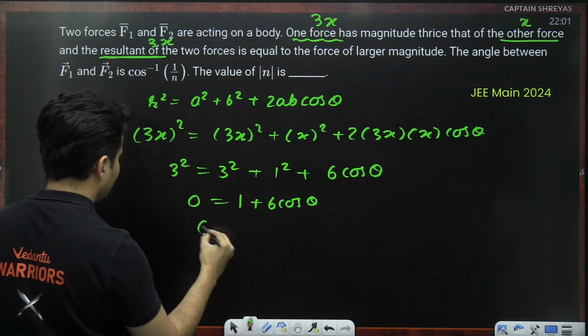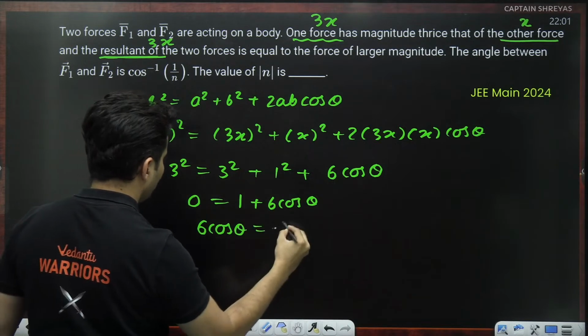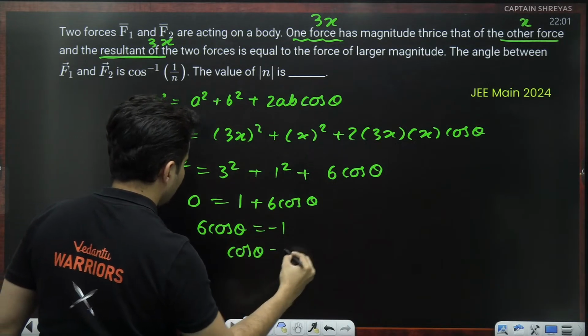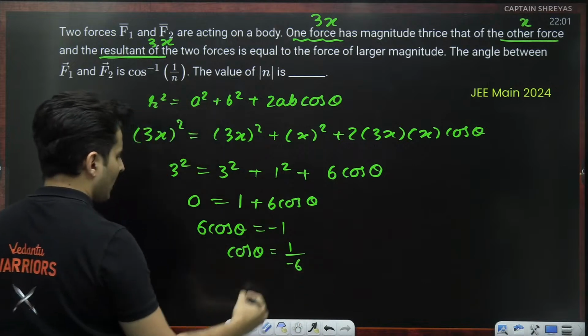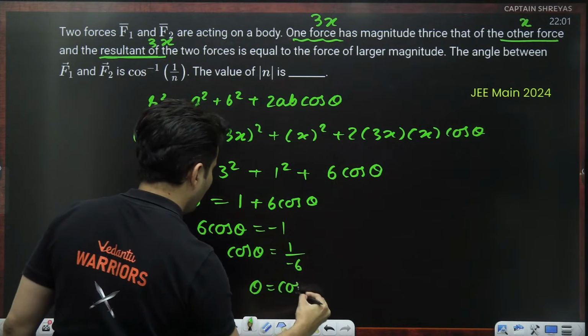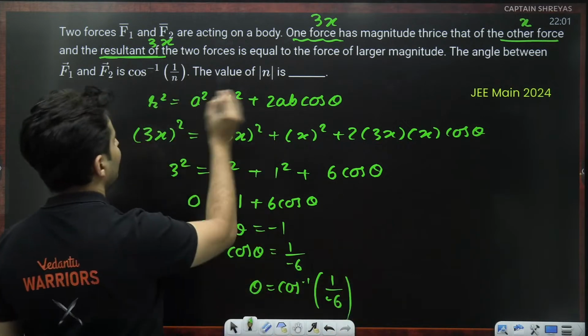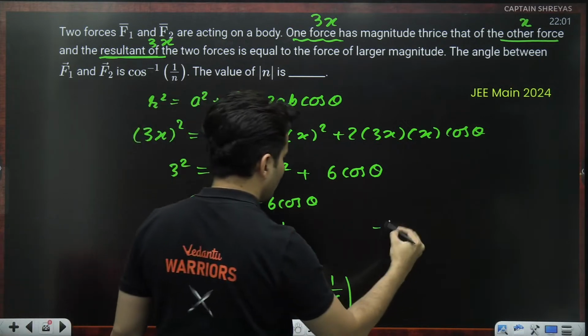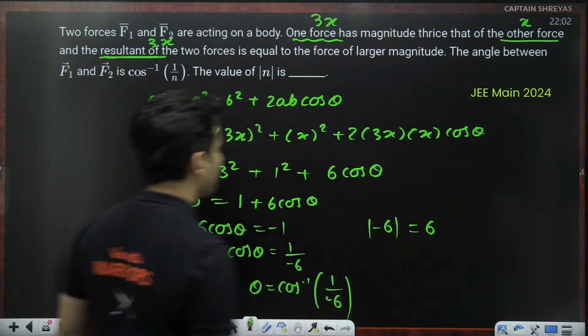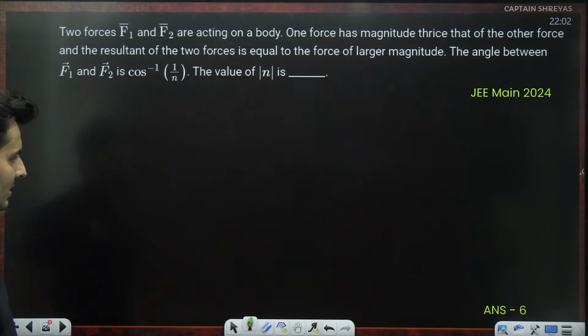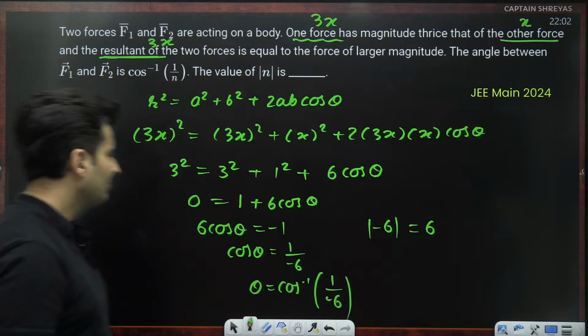So therefore 6 cos theta is equal to negative 1. So cos theta is equal to 1 by negative 6. So therefore theta is nothing but cos inverse of 1 by negative 6. They have asked the mod value of that. So minus 6 mod value is basically 6. Hence the answer is 6. Yep, very good.